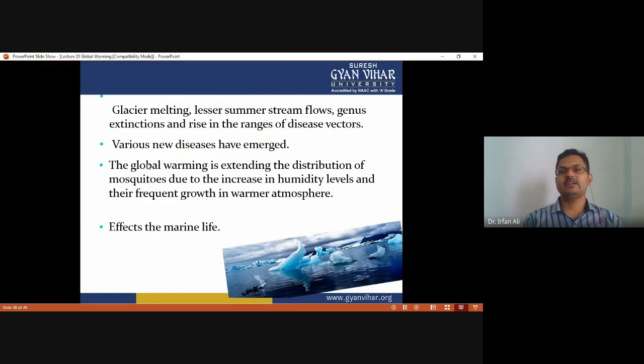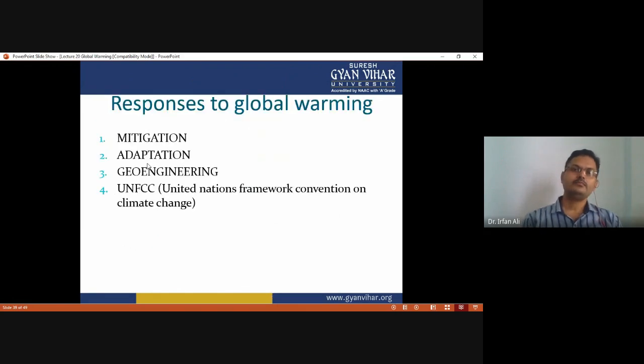And glacier melting, major summer stream floods, the extinction of species, and a rise in the range of disease vectors. Various new diseases have emerged due to global climate change, and global warming is extending the distribution of mosquitoes due to the increase in humidity level and their frequent growth in a warmer atmosphere. It also affects marine life.